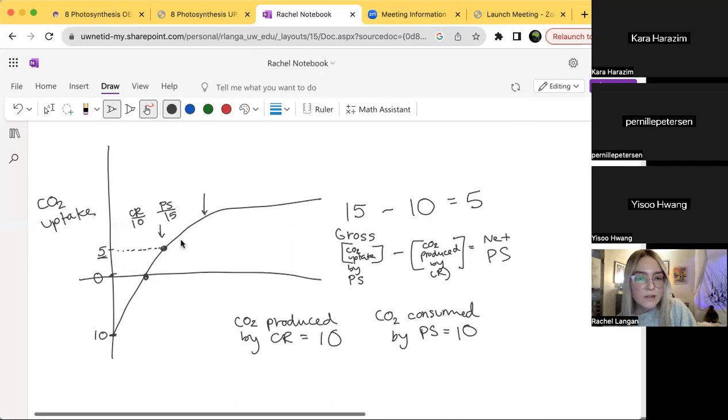And if we did a point here, again, let's say this point was 10. Again, we know cellular respiration is producing 10. We know the photosynthesis gross has to be not only what the cellular respiration is doing, but 10 more than that. So the gross photosynthesis has to be 20.